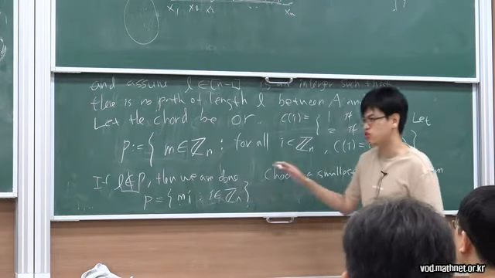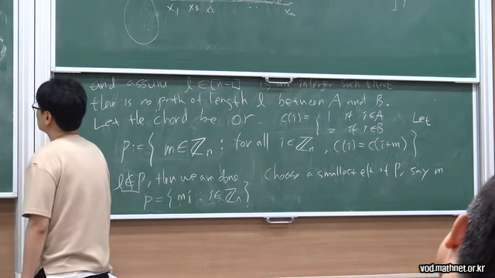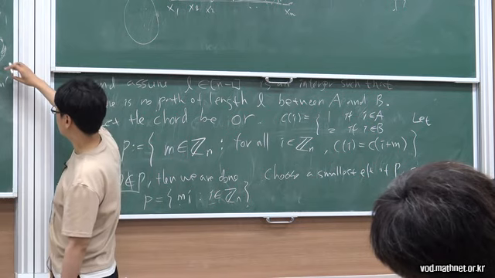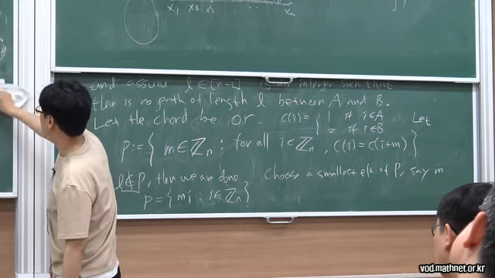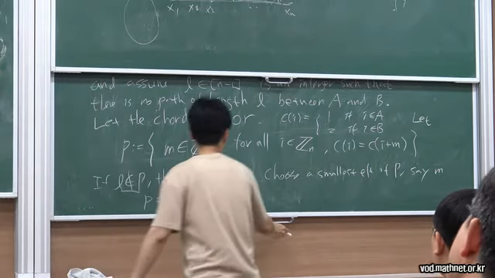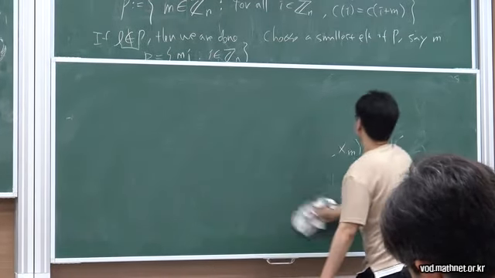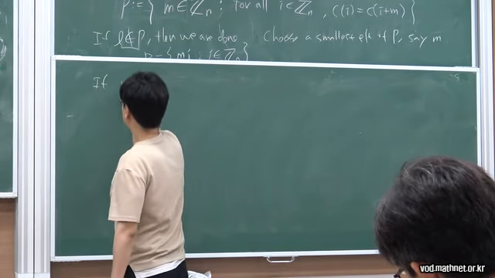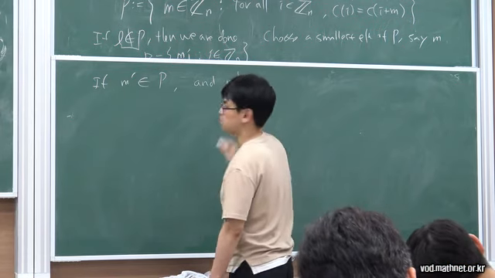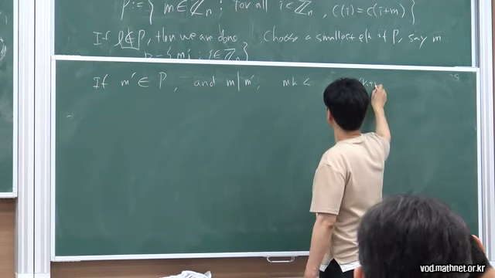So this P is actually M, 2M, 3M, 4M, and so multiple of M. Because if this was not multiple, then let's say we have M, and there is some element which is not a multiple, M prime. Let's say we have M prime. So if M prime is in P, and M does not divide M prime, then we can find the K such that MK and MK plus 1, so M prime lies between them.